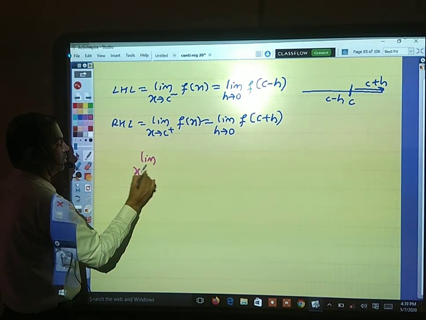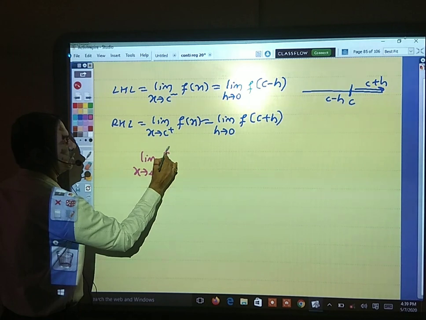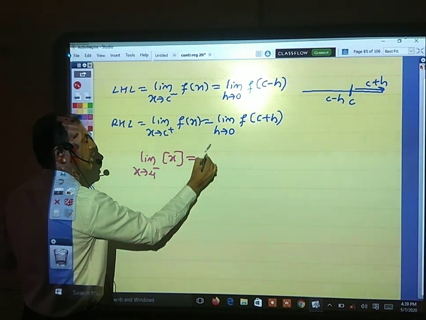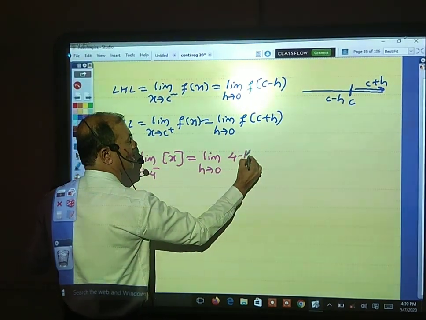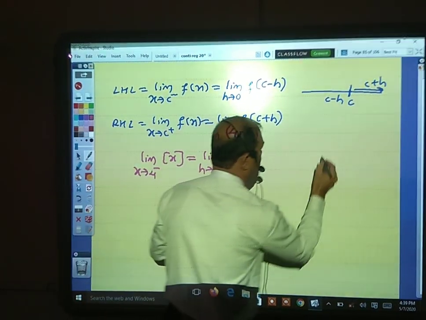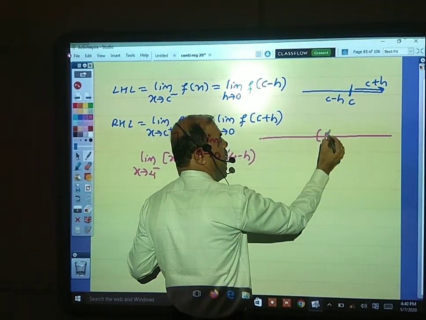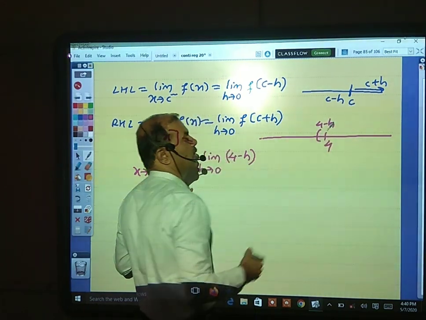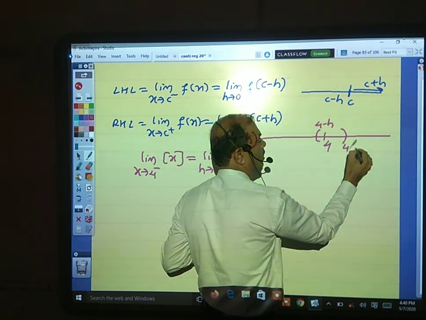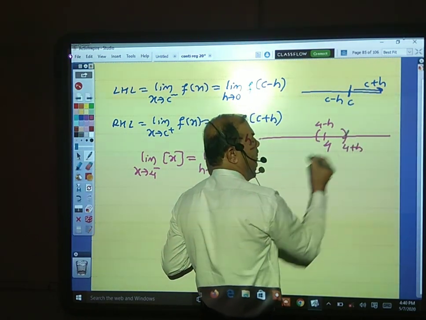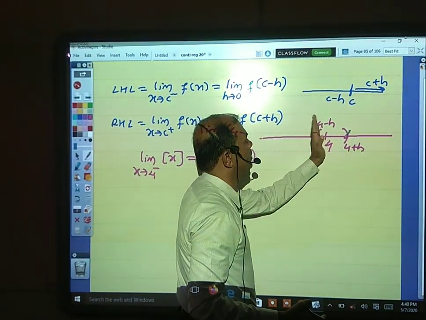suppose I have to get this: limit x tends to 4 minus of the greatest integer x. We can write this as limit h tends to 0 of 4 minus h. Okay, see that this is 4. 4 minus h appears to the left side of 4. 4 plus h is to the right side of 4. 4 minus h means which is to the left side of 4.